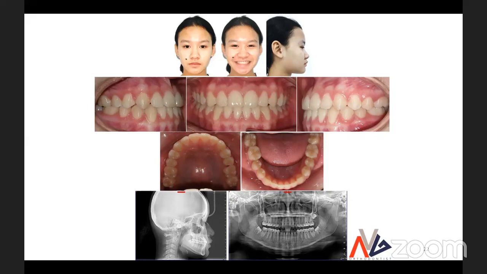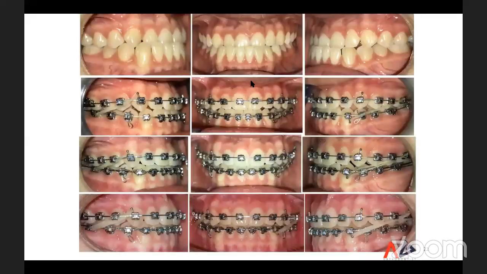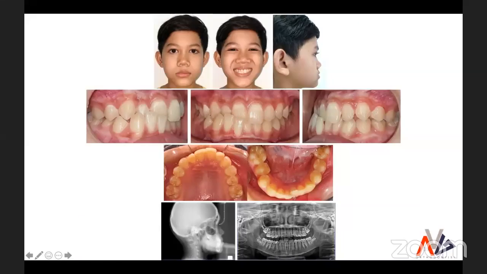If you're using a tongue spur, then on maxillary or mandibular teeth, where do you prefer? Mandibular. In case of class 3 mandibular, low tongue position.